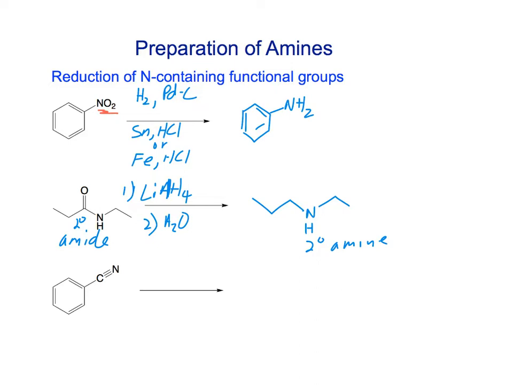All right, we can also reduce nitriles, this is a nitrile, with lithium aluminum hydride followed by water, and this also gives us an amine. Okay, so these are all ways that we can make amines.